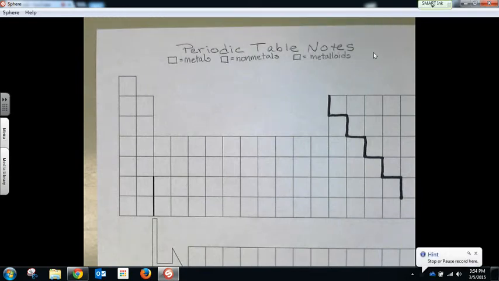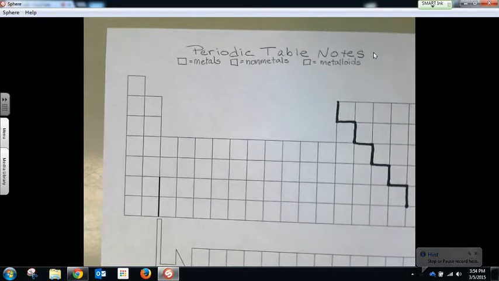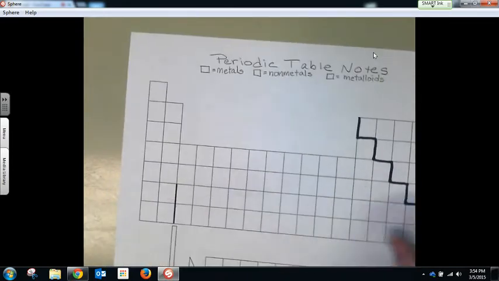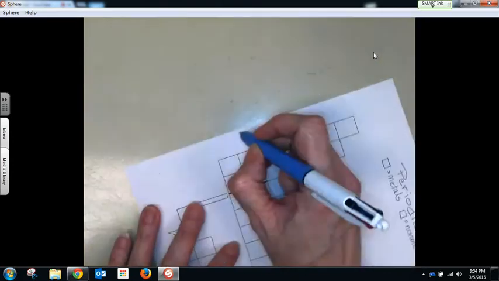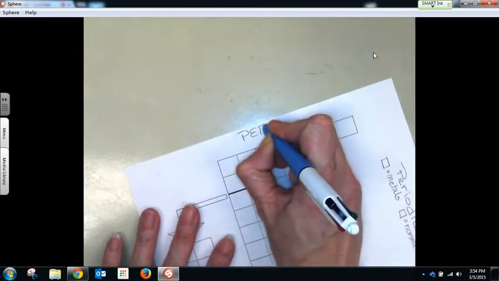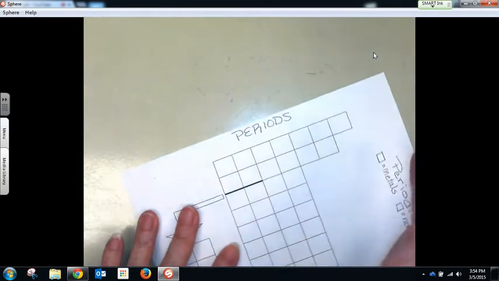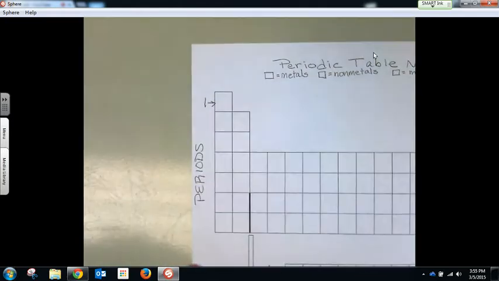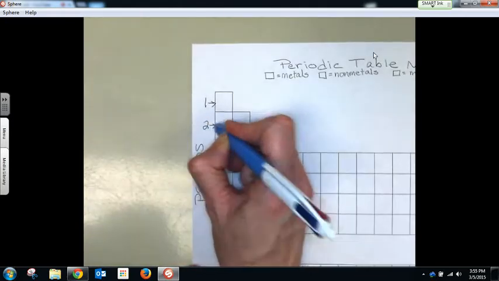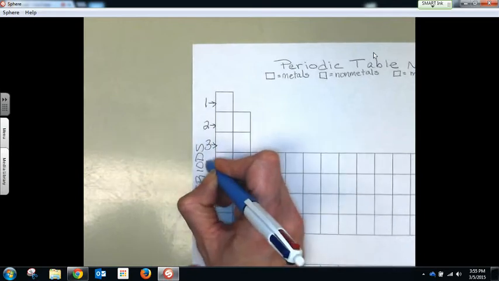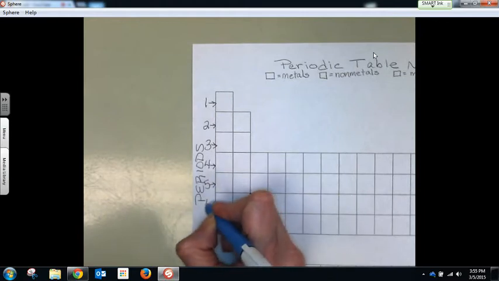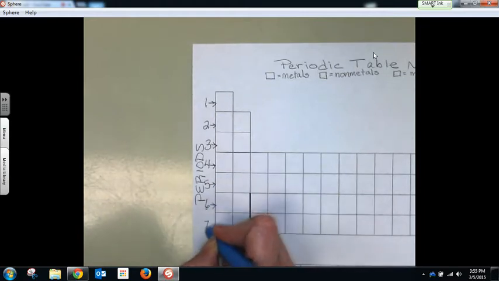Alright, today we're going to start talking about the periodic table. You did some reading and some notes from chapter 18, and as you saw, as you go from left to right across the periodic table, the rows that go across are called periods. So let's label those. And we're going to number them, starting at the top. Period 1 is row 1, period 2, period 3, period 4, period 5, period 6, and period 7.